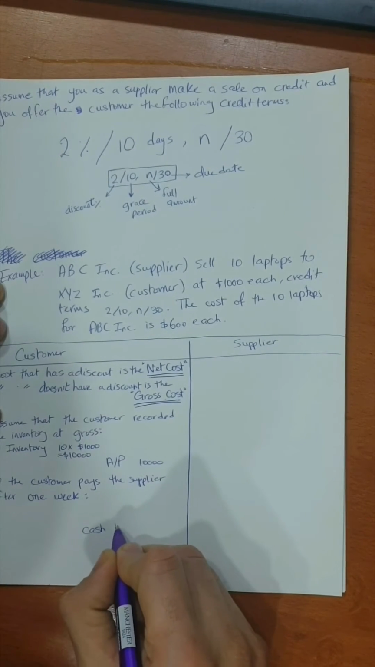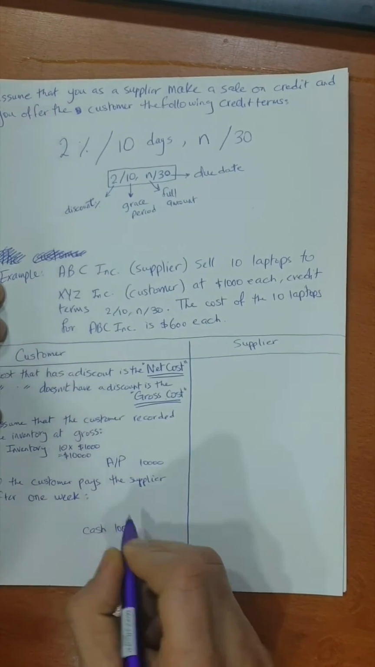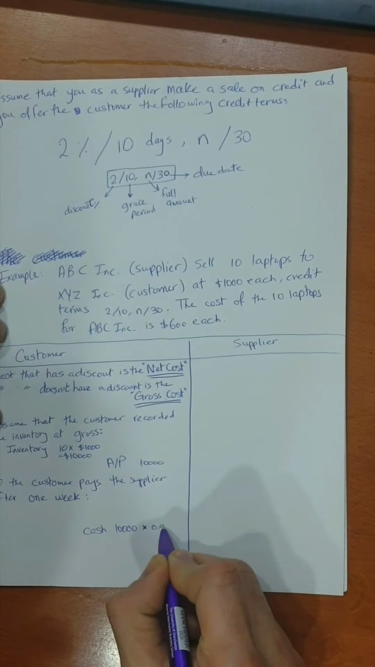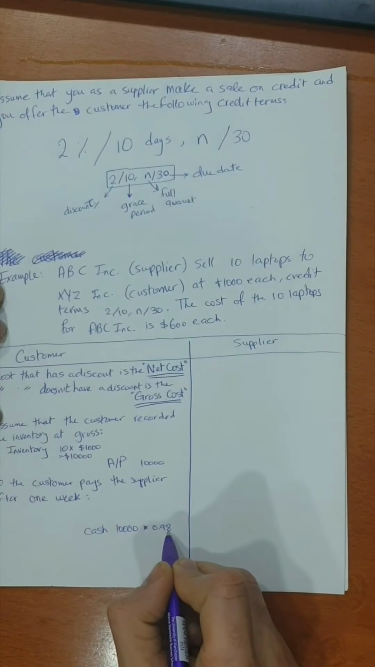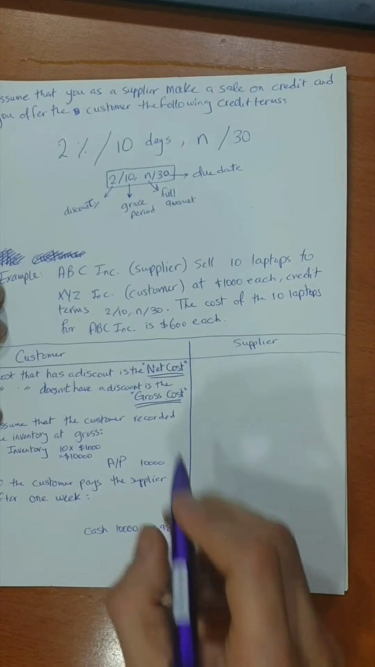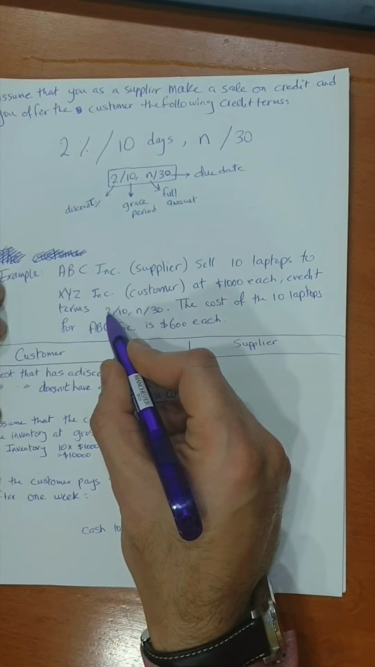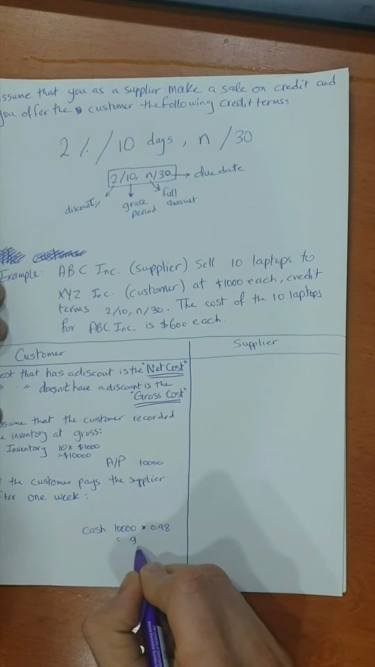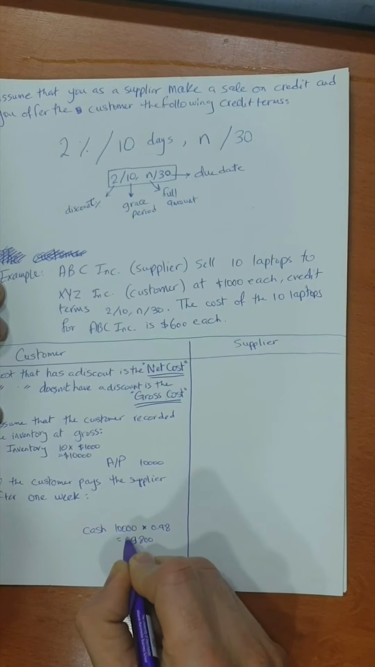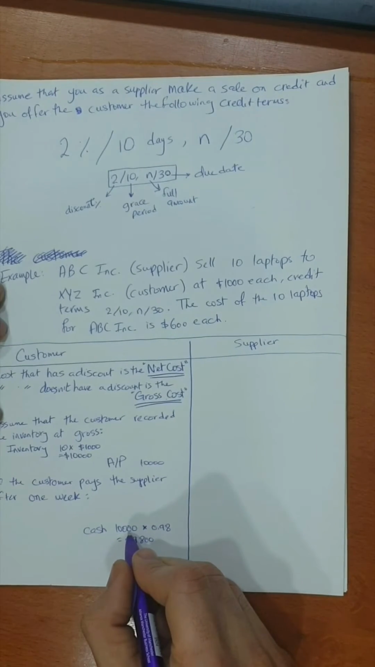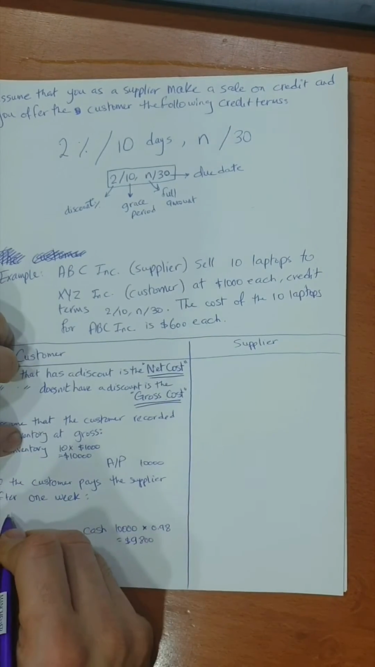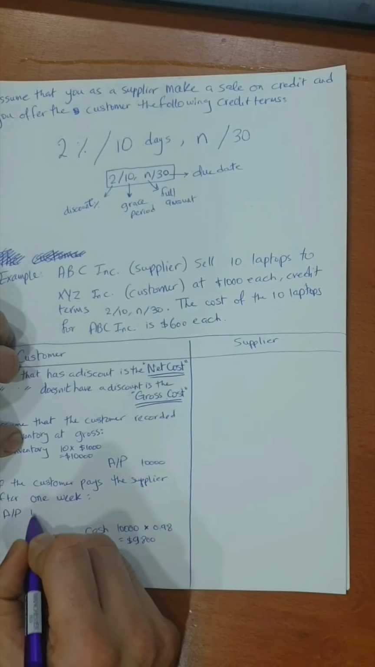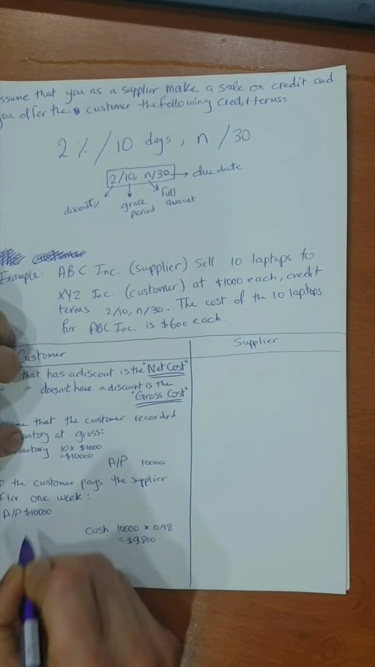Is the $10,000, which is the account payable, multiplied by 0.98. This 0.98 is what? Is the 100% minus the 2% discount, which is stated in the credit terms. So the customer will pay the supplier $9,800 instead of $10,000. On the debit side, you will get rid of the liability. So accounts payable is now gone by $10,000.